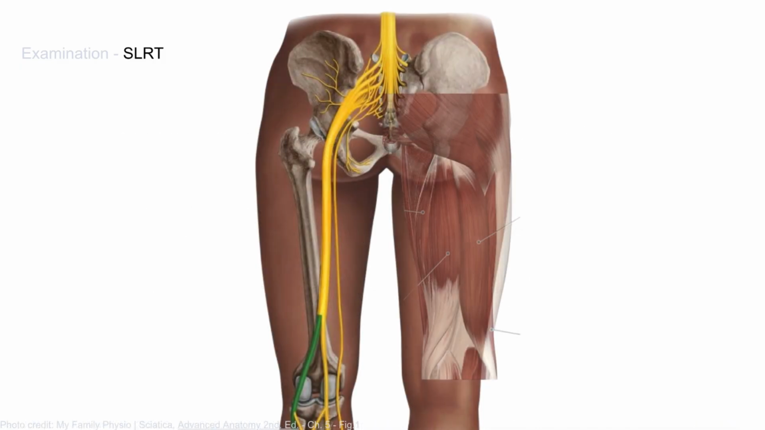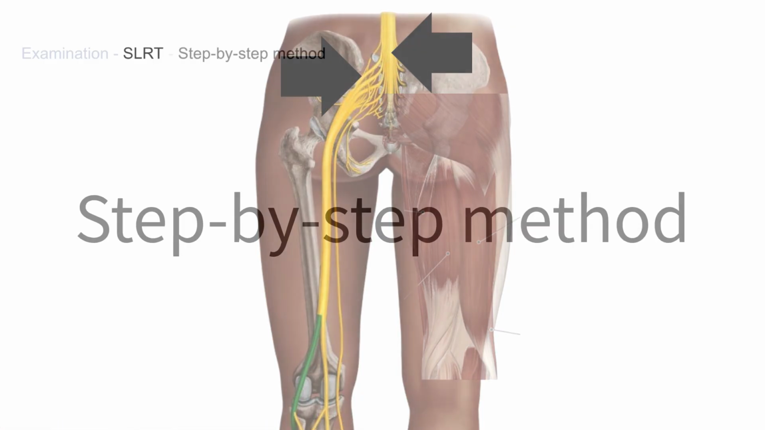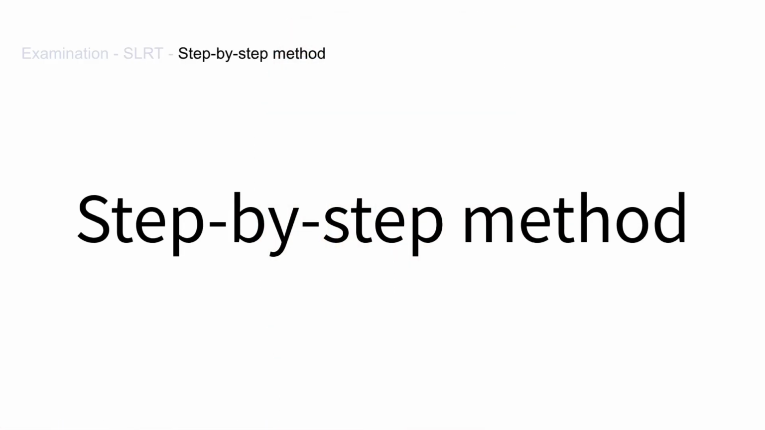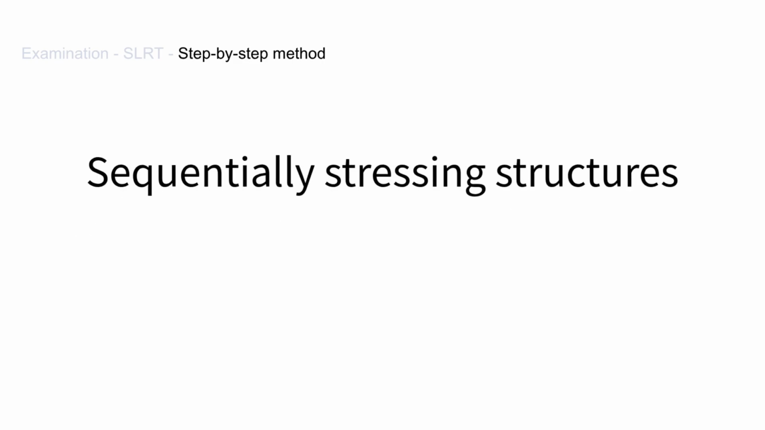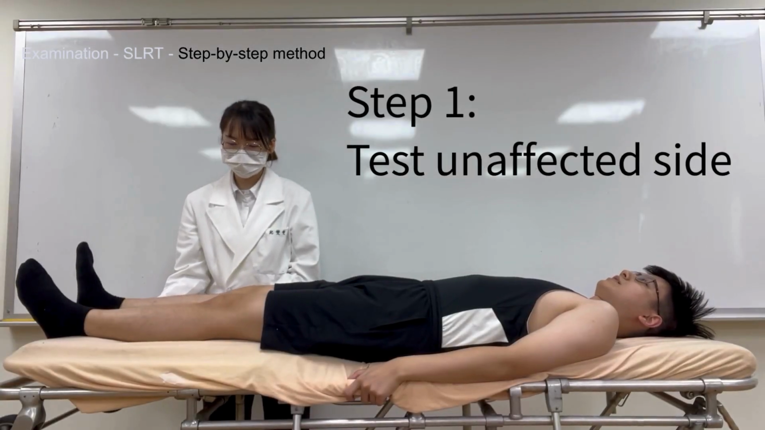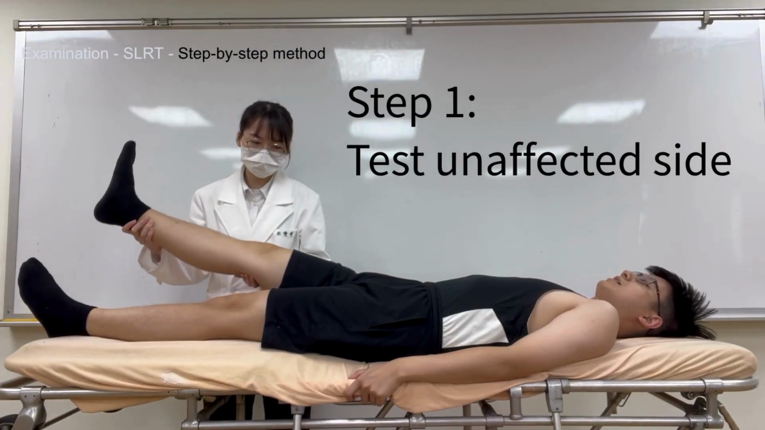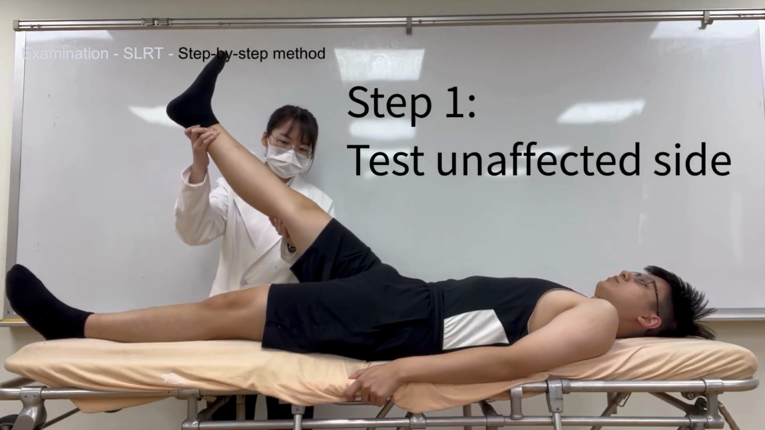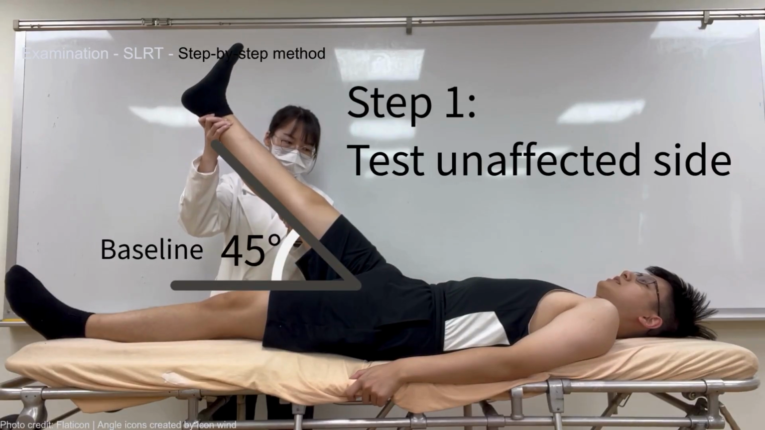This is because multiple anatomical structures are stretched during the test, including the sciatic nerve, hamstring muscles, gluteal or buttock structures, dura and lumbosacral nerve roots. That's why the following step-by-step method adds extra clinical value. By sequentially stressing different structures, we can more precisely localize the source of pain. Step 1. Test the unaffected side. First, with the patient lying supine, begin by raising the leg that isn't painful, keeping the knee fully extended.